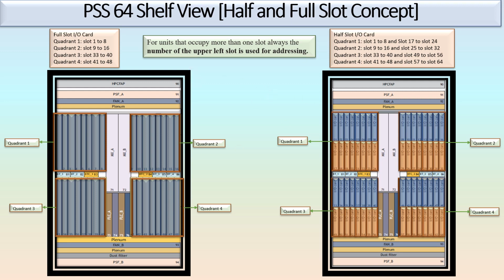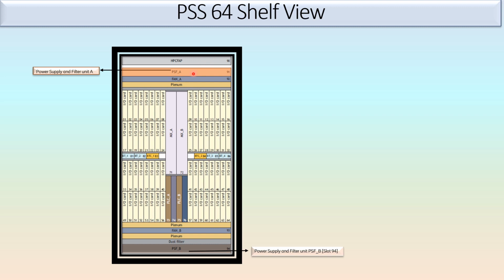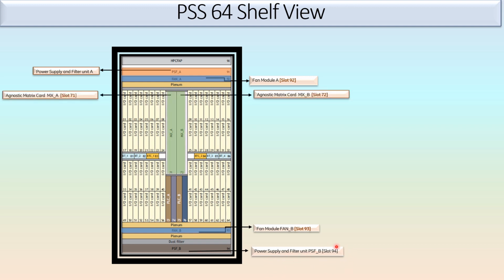So moving to the next slide. This is the shelf view of PSS64. You can see here, this is the power supply and filter unit PSFA. This is the fan module, this is slot 92 and slot 93, which is fixed for the fan module. This is the power supply and filter unit PSSP. This is for slot 94.